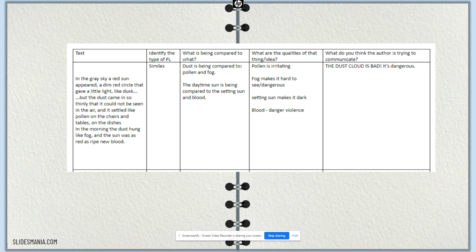And you can see when I was filling this in, I didn't really use complete sentences. I didn't worry about punctuation. This is just a place to capture your thoughts. It doesn't have to be perfect or paragraphs or anything like that.